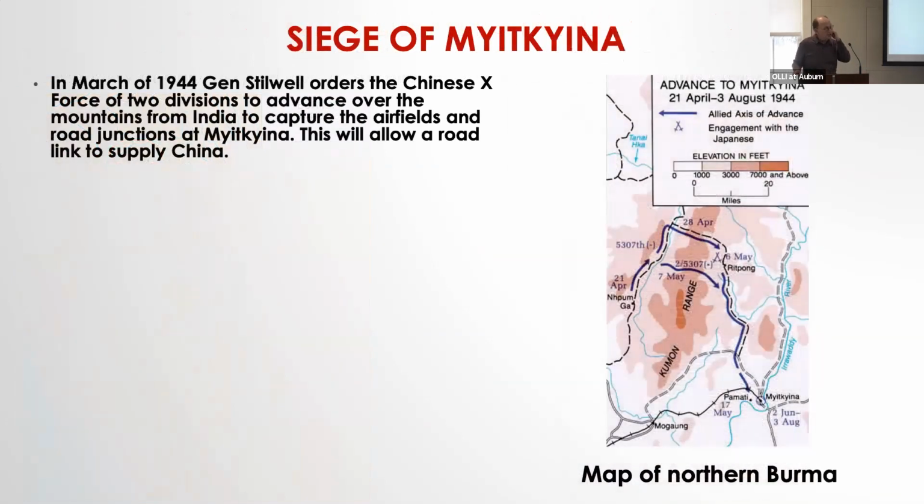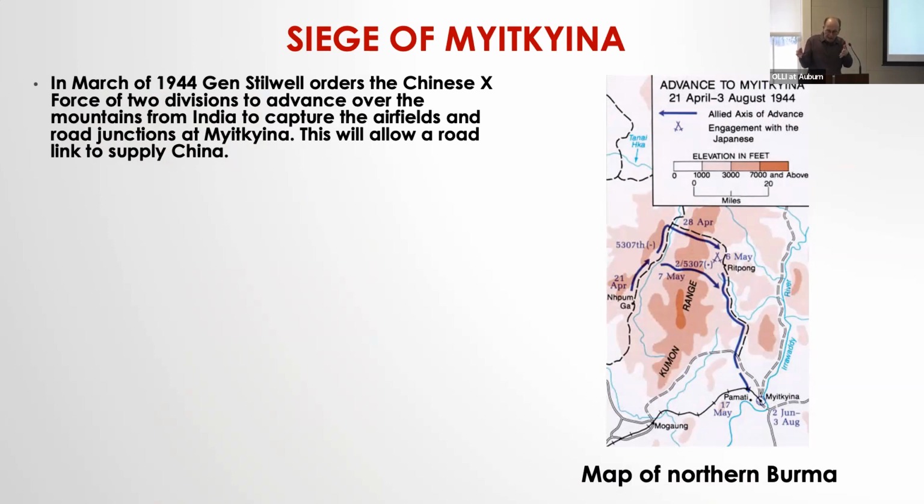Well, that brings us to the siege of Myitkyina. It's March of '44, and I've told you several times in this presentation that the British and the Americans and the Chinese wanted to launch an offensive in northern Burma. The reason is simply that they want to be able to finish building this road. In order to finish this road, they need to capture the city of Myitkyina. And indeed, they're going to use something called X-Force. Now, X-Force is two Chinese divisions that Stilwell has built in India.